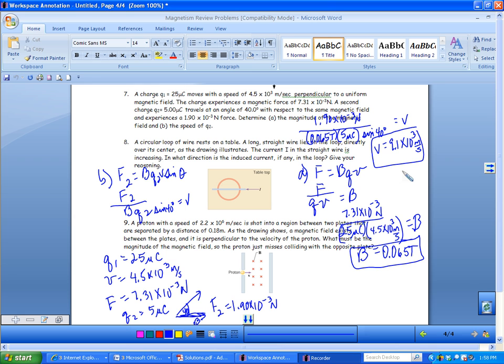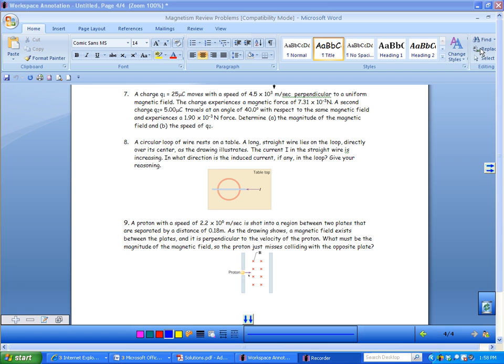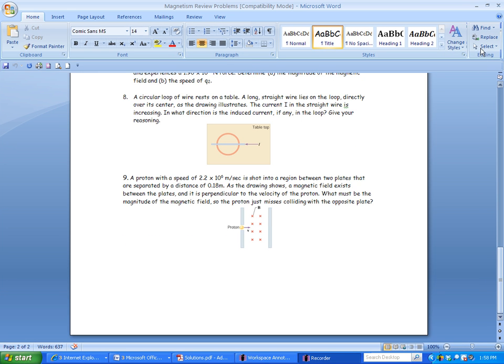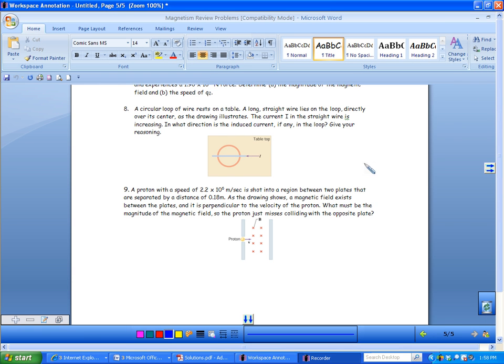Okay, so there's number 7. We're going to clean that one up and go on to number 8. Going to roll on down to number 8. And number 8 says, a circular loop of wire rests on a table. A long straight wire lies across the loop directly over its center as the drawing illustrates.